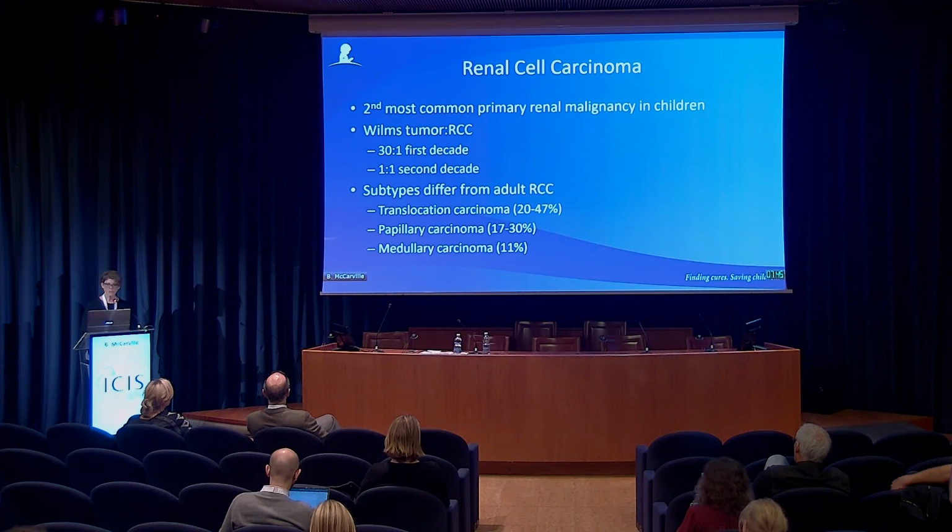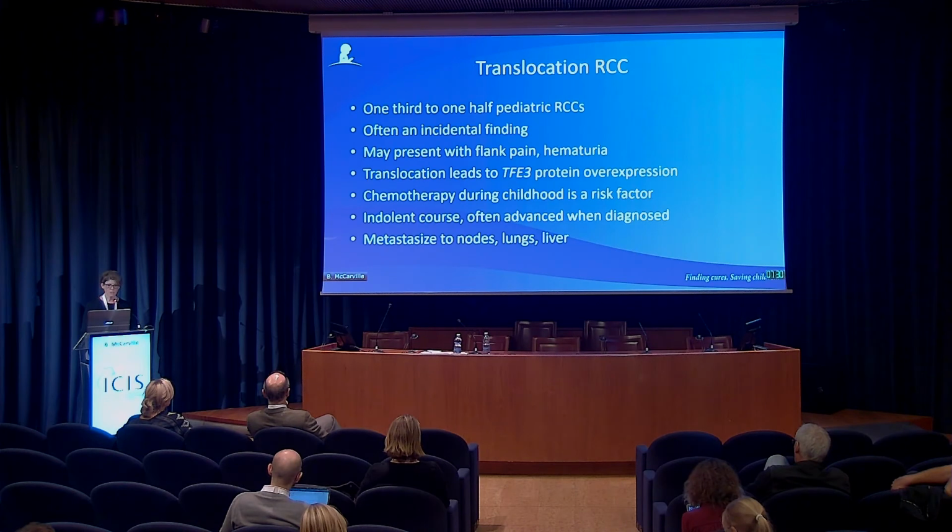The subtypes of renal cell carcinoma in children are different than those in adults. The most common type in adults is a clear cell carcinoma. In children, it's translocation carcinoma, followed by papillary carcinoma and medullary carcinoma. So translocation renal cell carcinoma comprises a third to half of all pediatric renal cell carcinomas. It's often an incidental finding that's seen on imaging that's obtained for other reasons. The patients can present with flank pain and hematuria.